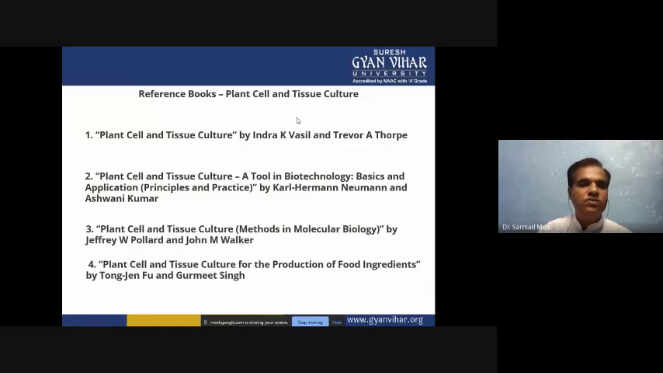Now some important books for further study. First book is Plant Cell and Tissue Culture by Indra K. Vasil and Trevor A. Thorpe. Second book is Plant Cell and Tissue Culture, a tool in biotechnology, basics and application, principle and practice by Karl-Hermann Neumann and Ashwani Kumar. Next book is Plant Cell and Tissue Culture, Methods in Molecular Biology by Jeffrey W. Pollard and John M. Walker. Then the next book is Plant Cell and Tissue Culture for the Production of Food Ingredients by Tom J. Fu and Gurmeet Singh. These are all reference books you can utilize if you want to study further.